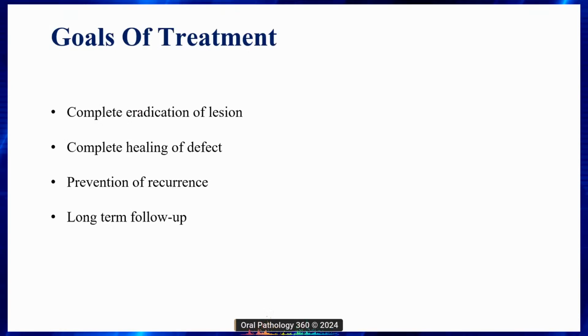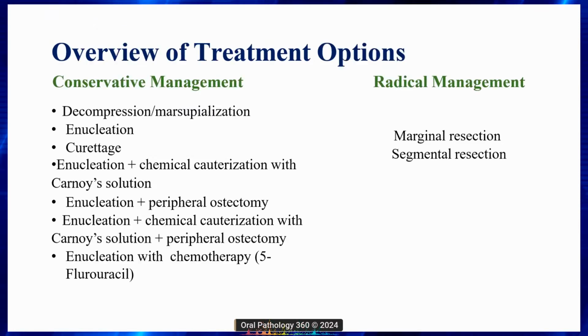The goals of the treatment were to completely eradicate the lesion, to complete the healing of the defect, to prevent recurrence, and a long-term follow-up. Coming to the treatment modalities that were used by me in the last 25 years, they were divided into conservative and radical management. The conservative management included decompression or marsupialization with open packing with iodoform gauze, enucleation and curettage. These two options were used prior to 2005 and are not used anymore alone.